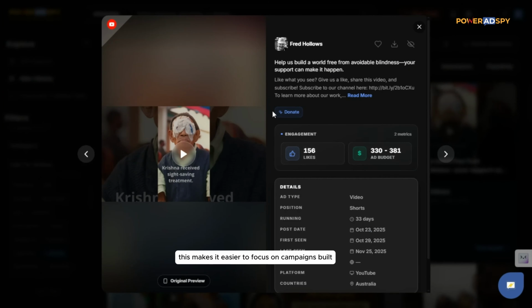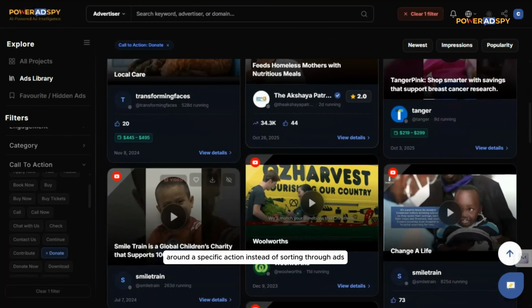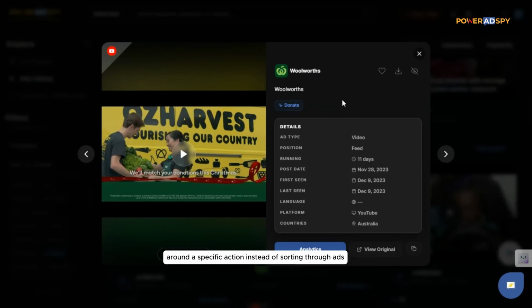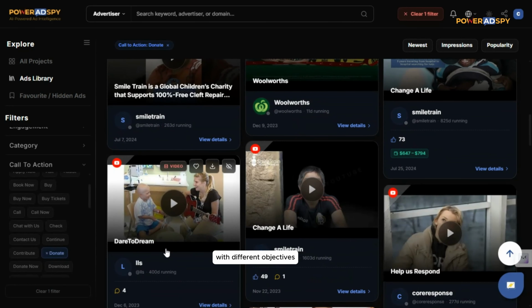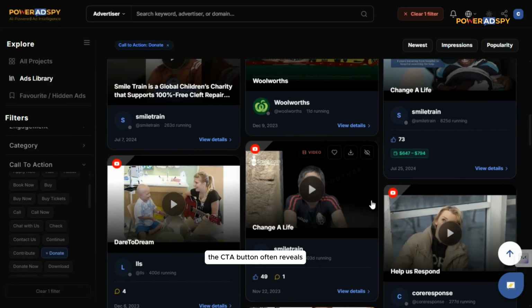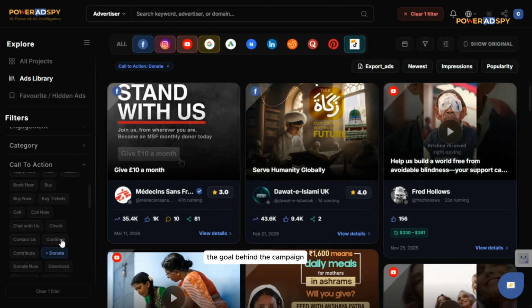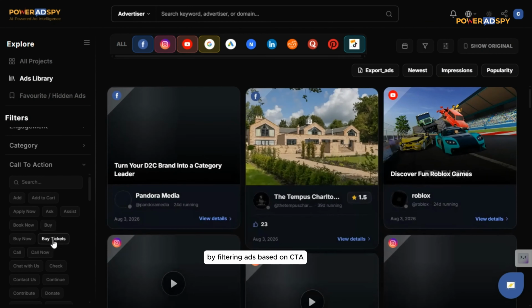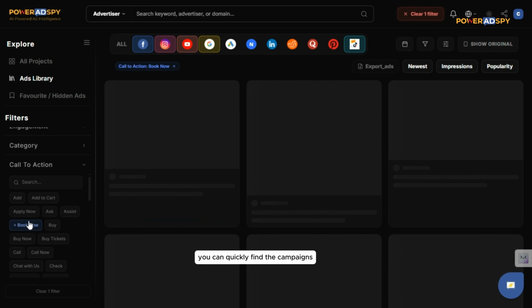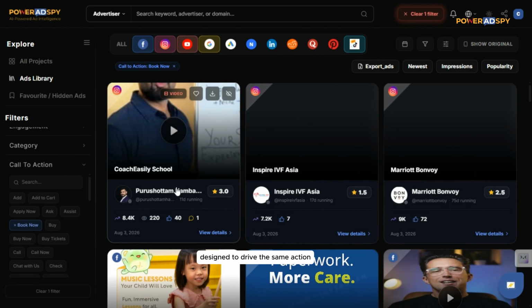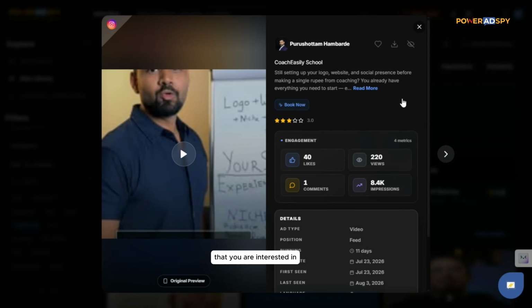CTA. This makes it easier to focus on campaigns built around a specific action instead of sorting through ads with different objectives. The CTA button often reveals the goal behind the campaign. By filtering ads based on CTA, you can quickly find the campaigns designed to drive the same action that you are interested in for researching.